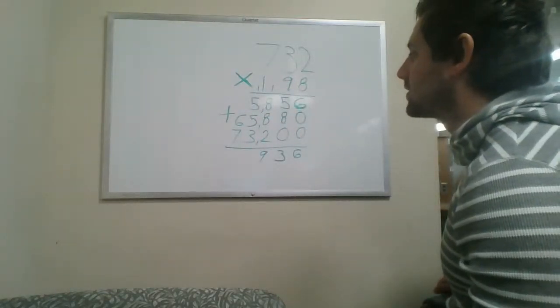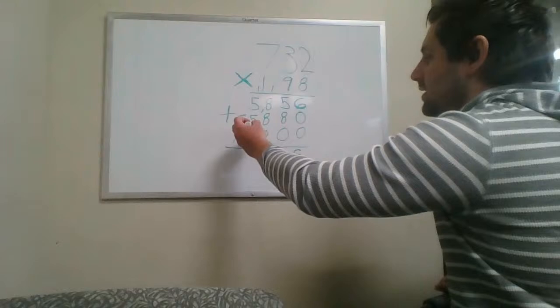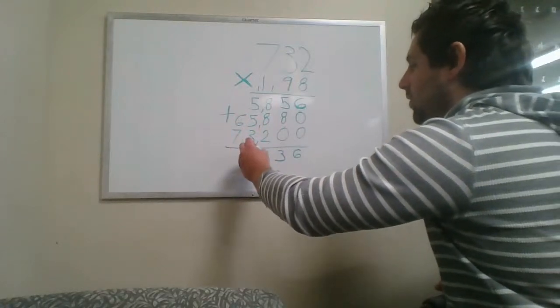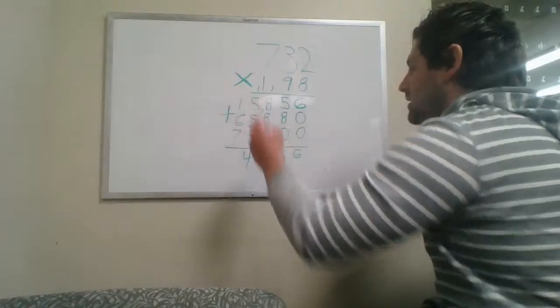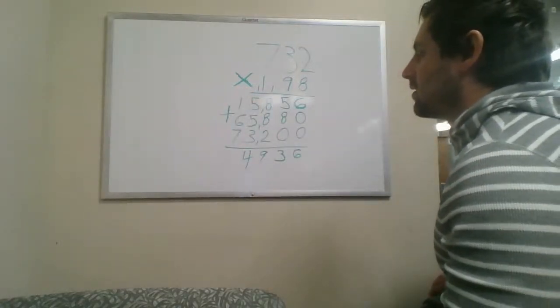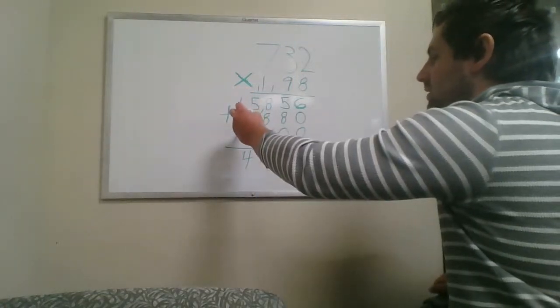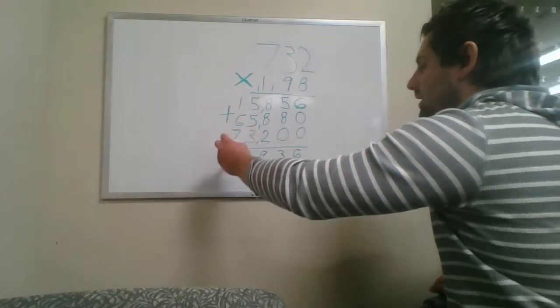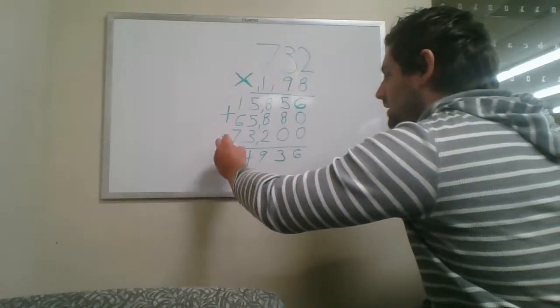1 plus 5 equals 6. Plus 5 equals 11. Plus 3 equals 14. 4 carry the 1. 1 plus 6 equals 7. Plus 7 equals 14.